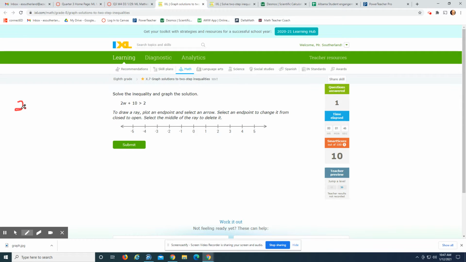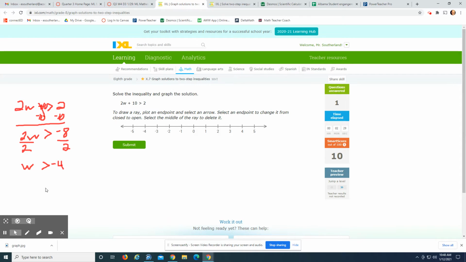So this one says 2w plus 10 is greater than 2. I forgot to put the plus 10 there. We're going to start by subtracting 10 on both sides. And so what ultimately happens is 2w comes down, the 10's cancel, the sign stays the same. 2 minus 10 is negative 8. And then we're going to divide by 2. It's a positive 2, that means the sign's going to stay the same. So w is greater than negative 4.